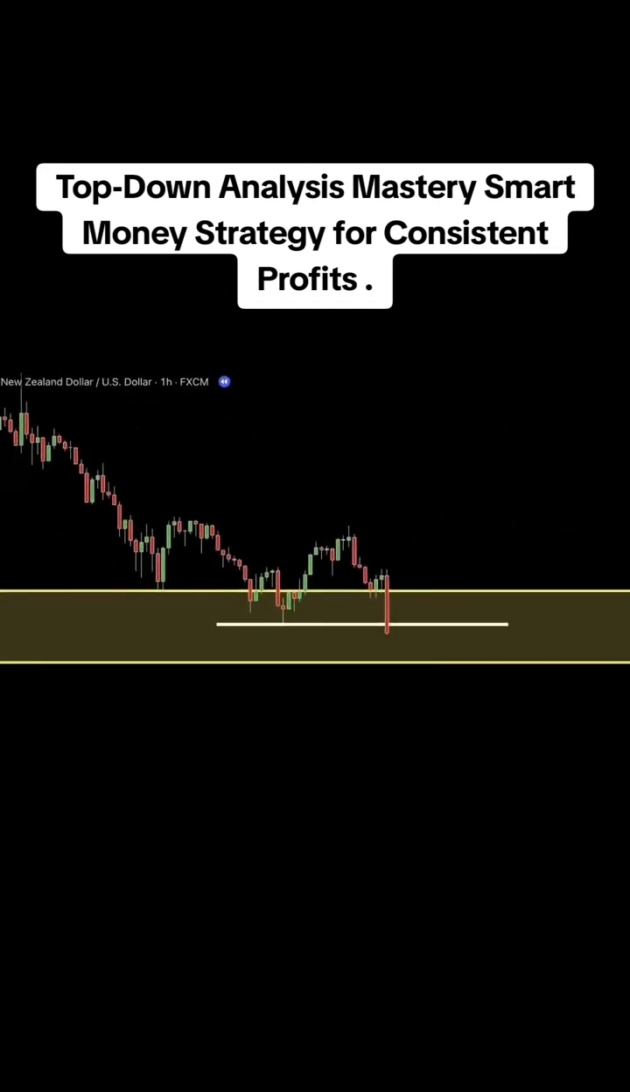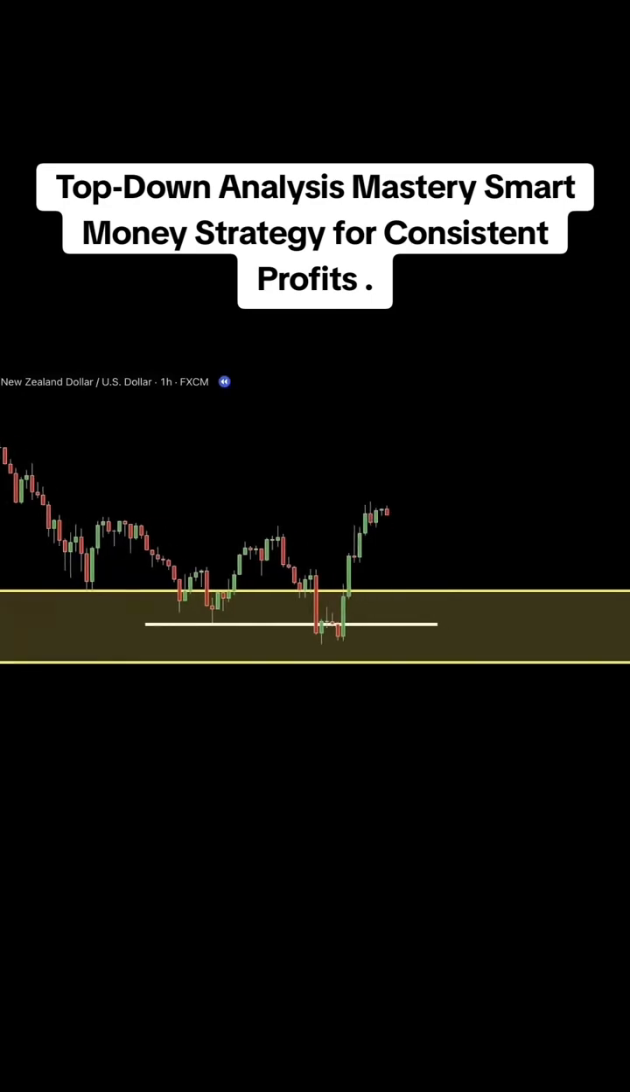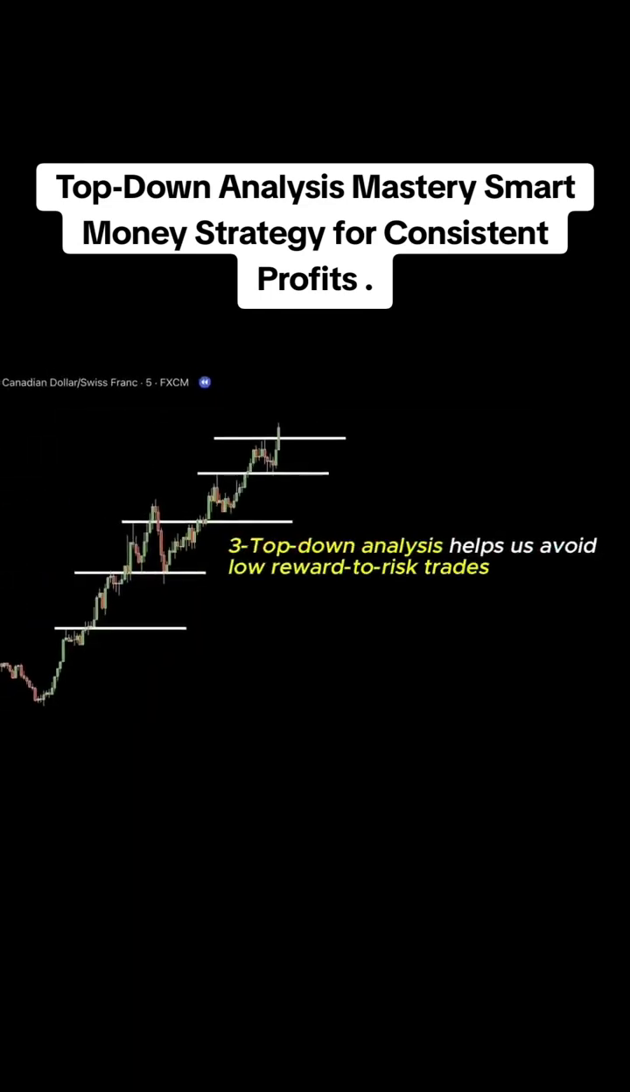That breakout may still look appealing, but now we know it's sitting within a demand zone on the higher time frame. This means the breakout is probably just a pullback, and taking a short trade here could put you against the bigger trend. Without this top-down analysis, you might have jumped in and been caught off guard when the market reversed. By using the full picture, you filter out trades that go against the dominant structure, keeping you aligned with the market. Top-down analysis helps us avoid low reward to risk trades and spot the end of short-term trends.